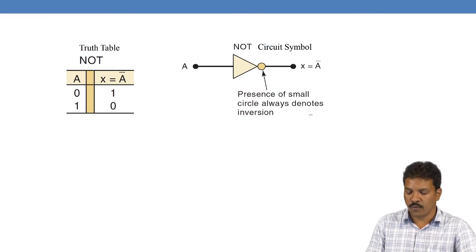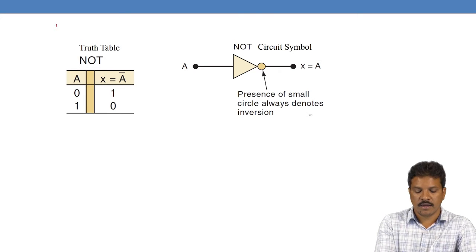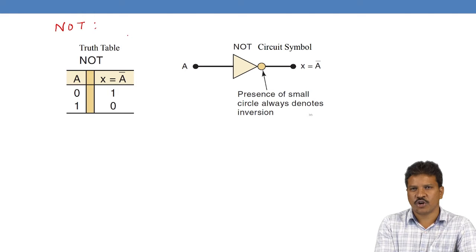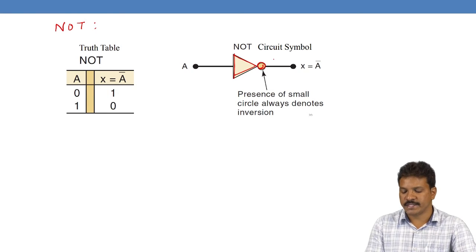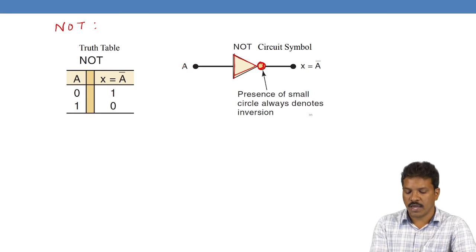It is an inverter, or simply the NOT gate. The NOT gate is a single input gate. For any input variable A, its NOT operation, or inverter operation, is nothing but the complement of that input. The symbol for the NOT gate is a buffer with a bubble. The presence of a small circle always denotes the inversion of the input. A is given, you will get A bar as output.